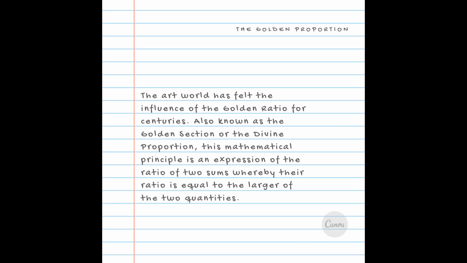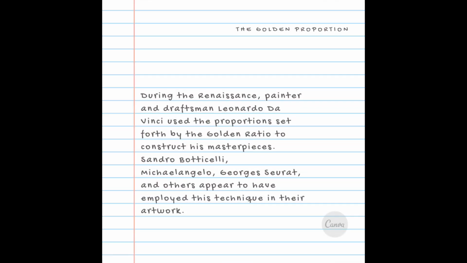or the two quantities. During the Renaissance, painter and draftsman Leonardo da Vinci used the proportion set forth by the golden ratio to construct his masterpieces. Sandro Botticelli, Michelangelo, Georges Seurat, and others appear to have employed this technique in their artwork.